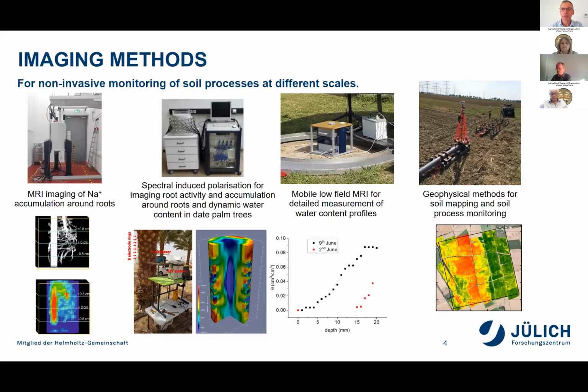Another instrument that we developed is a mobile low-field MRI system, which we can use to obtain detailed information about soil moisture distributions in bare and dry soils. And this is important to improve models that predict evaporation losses from soils. And it provides us information non-invasively about the water content profile in the first few millimeters of a soil profile.